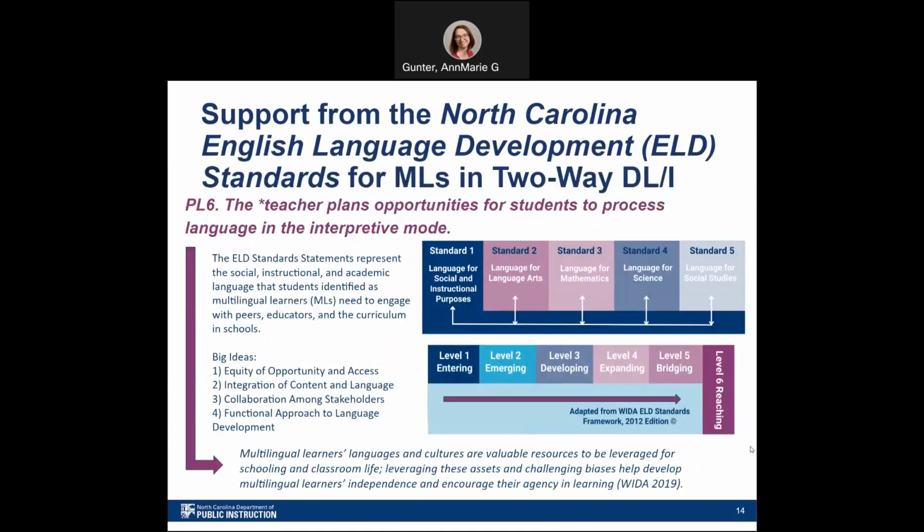Likewise, we also need to talk about support for interpretive communication from the North Carolina English Language Development or ELD standards, particularly for our multilingual learners or MLs in two-way dual language immersion programs. And these are students who come to us already speaking the DLI program language at home, and some of whom are English learners. So if they're classified as multilingual learners, they're actually learning English as we go.